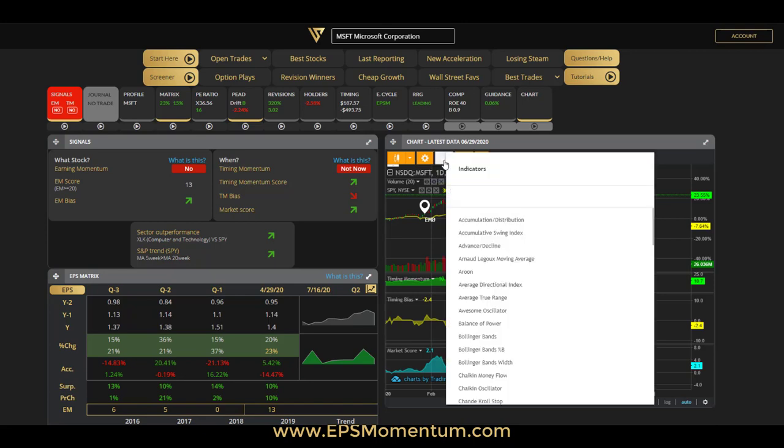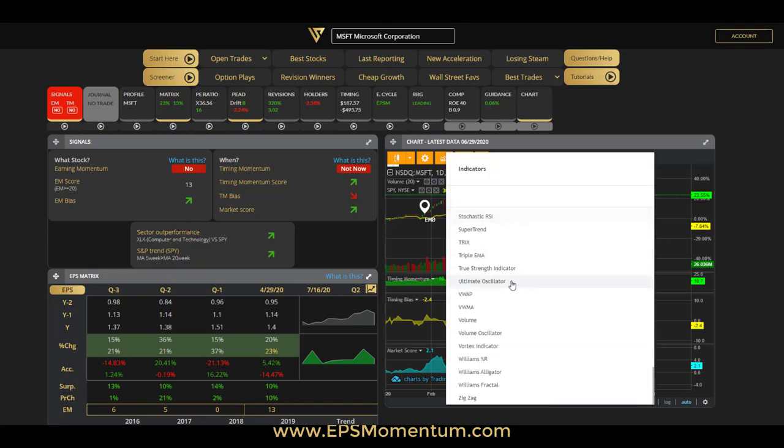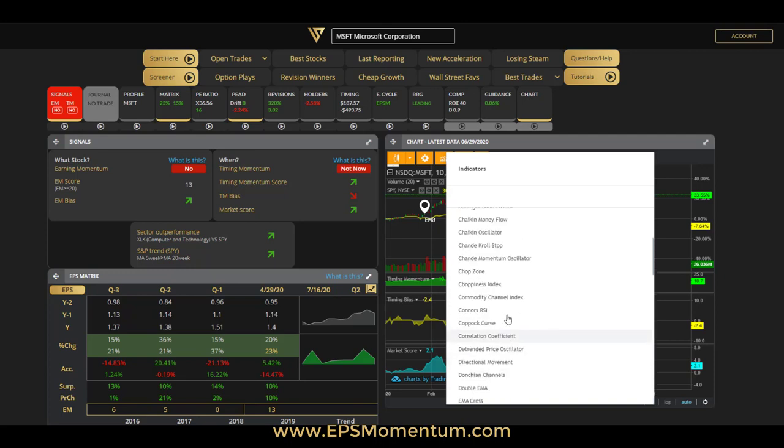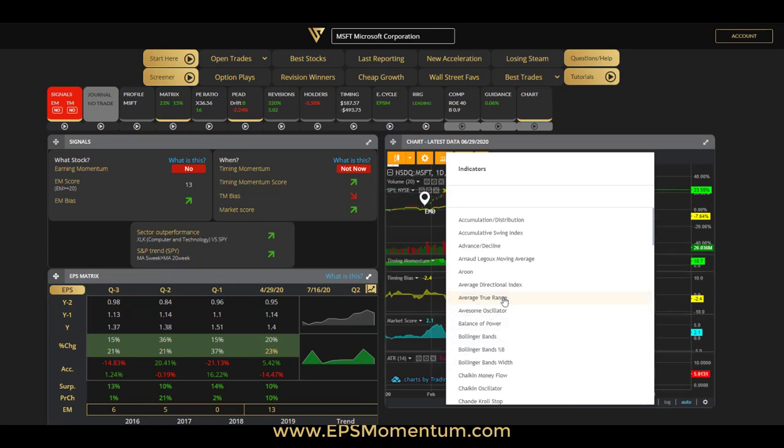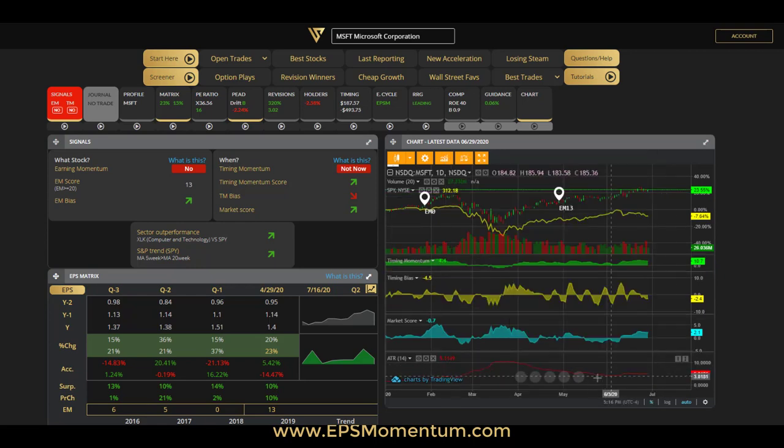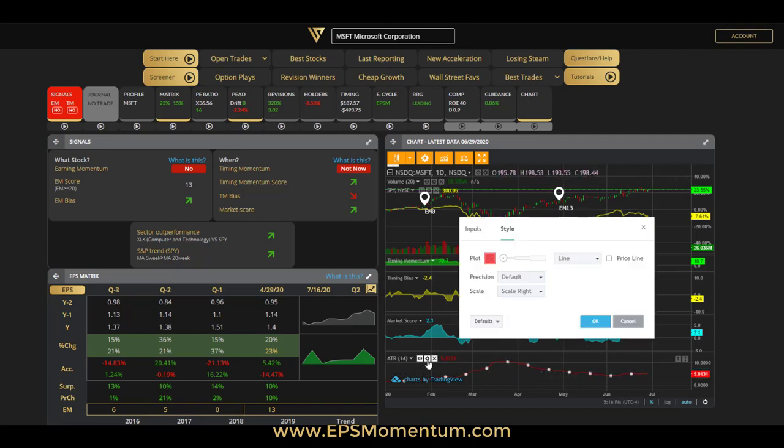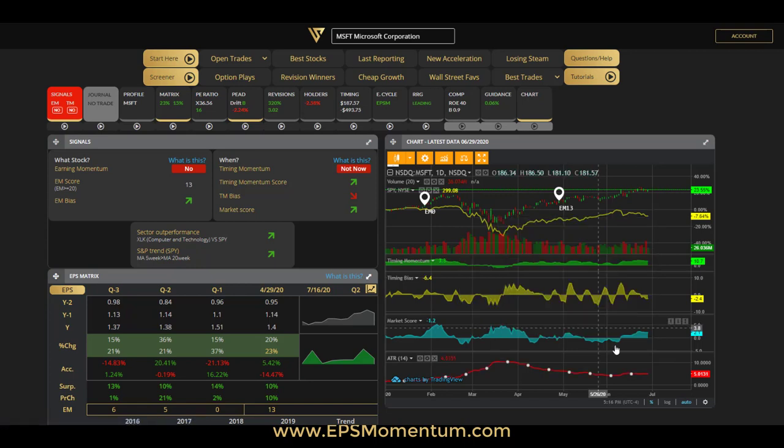The other thing is indicators. So you have a slew of indicators here that you can add, Williams or Bollinger Band, average true range. So say I want average true range, you have another average true range showing up. You can always change the style as well. Actually, it's here in the cogs. You can make the line a little bit fatter, and that's it, right? So you can monitor the size of the volatility every day.